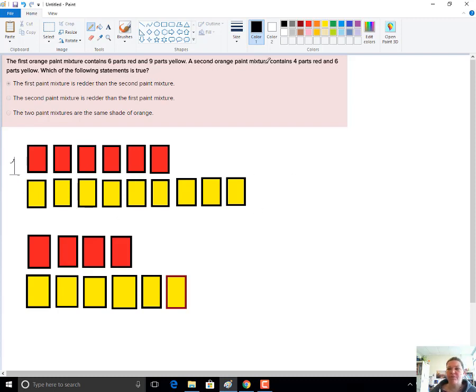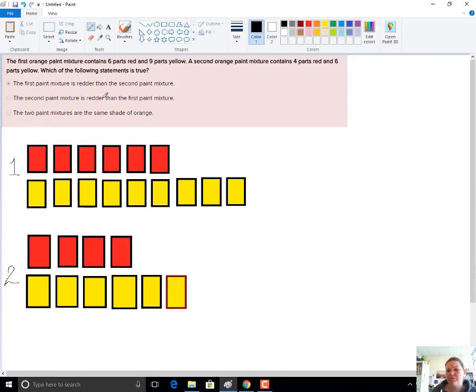And then a second orange paint mixture contains 4 parts red, 1, 2, 3, 4, and 6 parts yellow. And we're trying to figure out which of the following statements is true. Now, I will do this mathematically, but before I do it mathematically, let's look at just a common sense way. We're trying to compare which of these colors would be redder. So would it be that the first paint mixture is redder or the second paint mixture is redder?